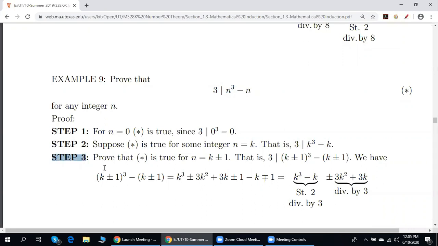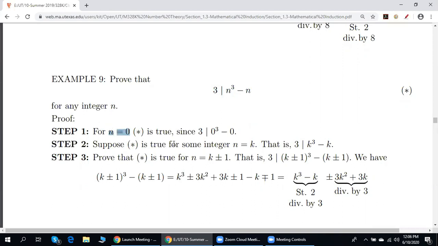But then please take a look at step 3. In all previous examples, step 3 was prove something for n is equal to k plus 1. However, over here, we want to prove it for any integer n. Therefore, in step 3, we say the following. Prove this for n is equal to k plus minus 1, which means the following.